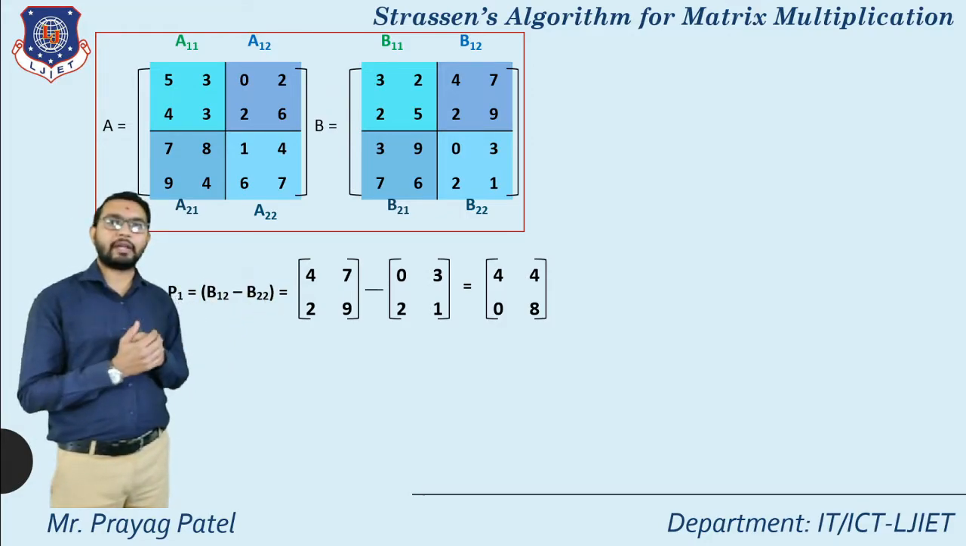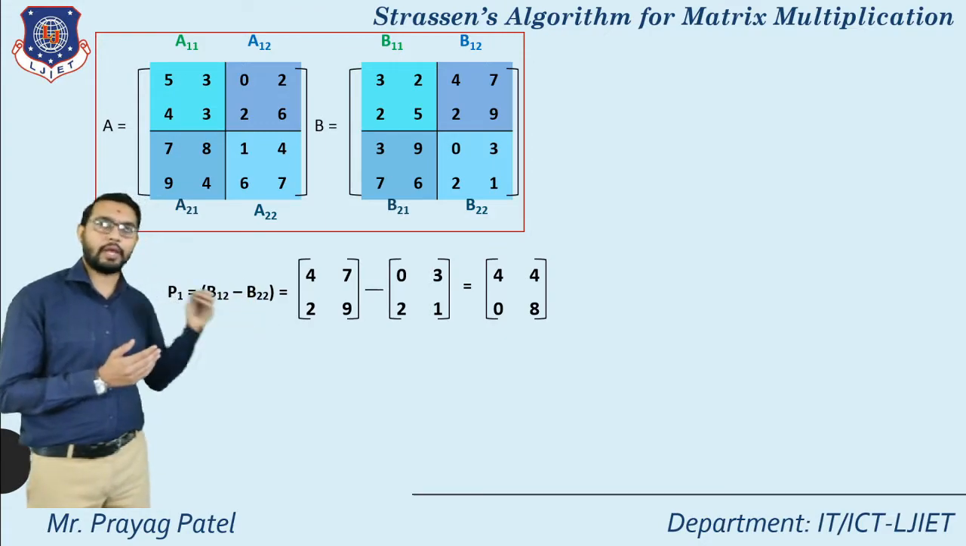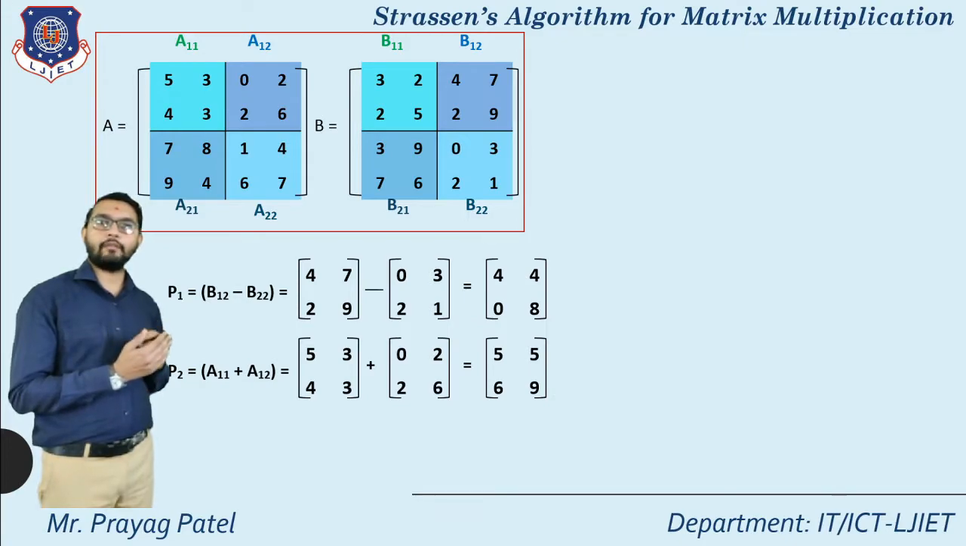How can we perform the matrix subtraction? 4 minus 0 equals 4, 7 minus 3 equals 4, 2 minus 2 equals 0, then 9 minus 1 equals 8, as P1. Now P2 equals A11 plus A12. So 5, 3, 4, 3 plus 0, 2, 2, 6. The result equals 5, 5, 6, 9.